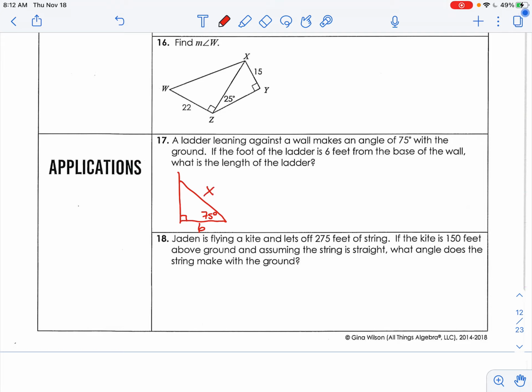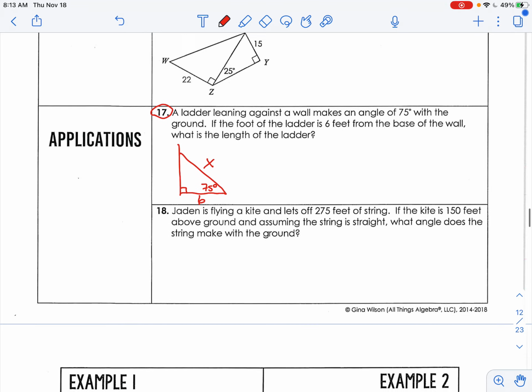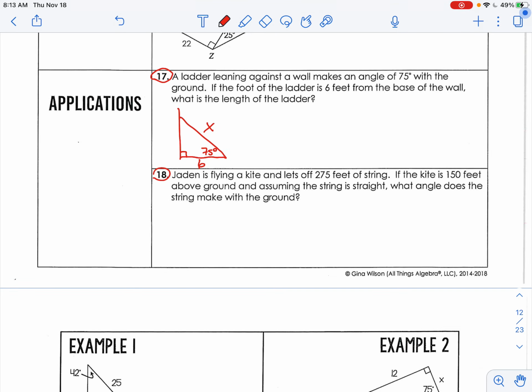Okay, so I have this. All right. Oh, you know what? I'm going to leave that. That's an application review. Okay, we'll come back to that. Let's go to number 18.